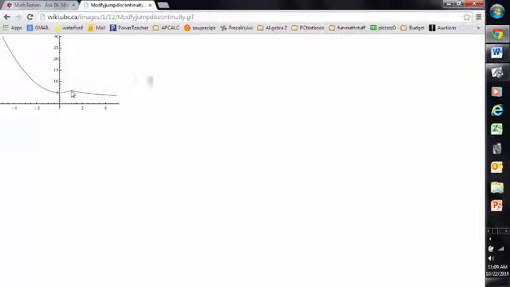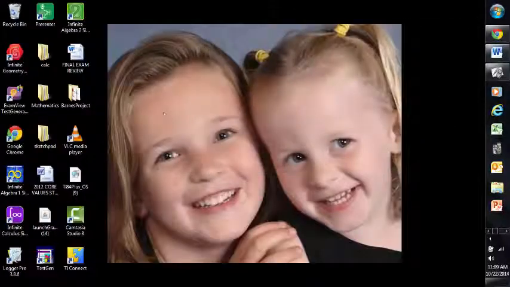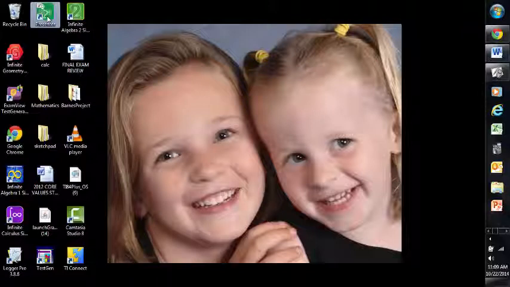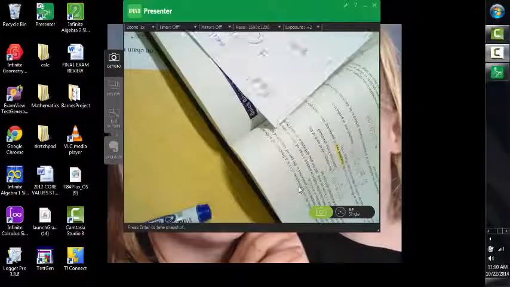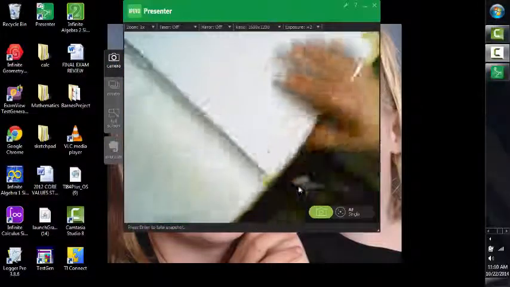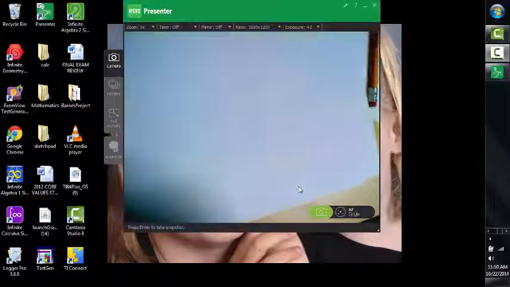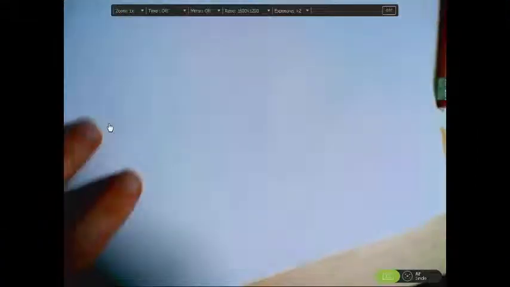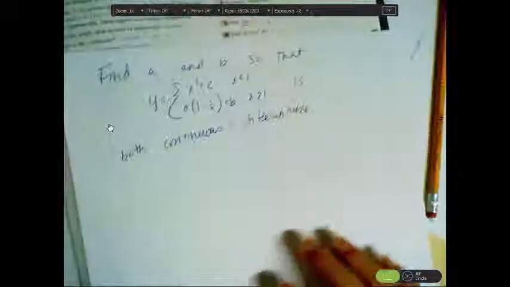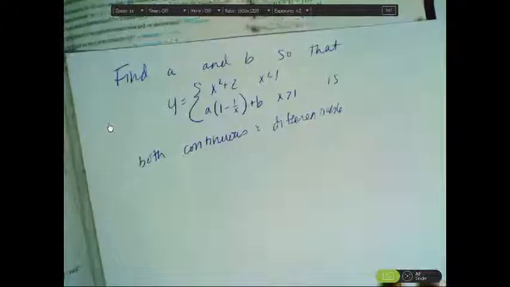So AP loves to ask questions about piecewise functions and where they are continuous and differentiable. So we're going to look at this. As I was saying, the AP loves to ask questions like the following. Find A and B to make this function continuous and differentiable. So the first thing we have to do is figure out how to make it continuous. Once we make it continuous, then we can try to make it differentiable.